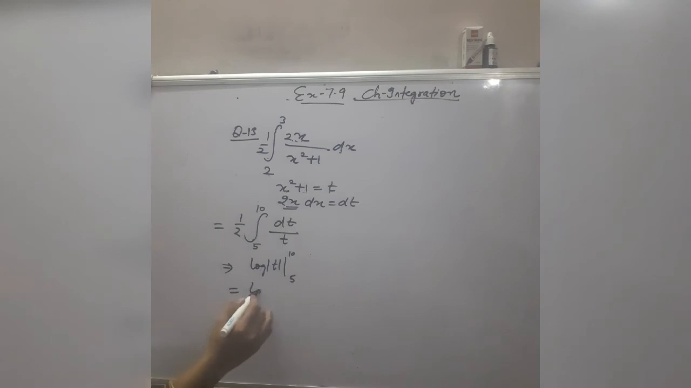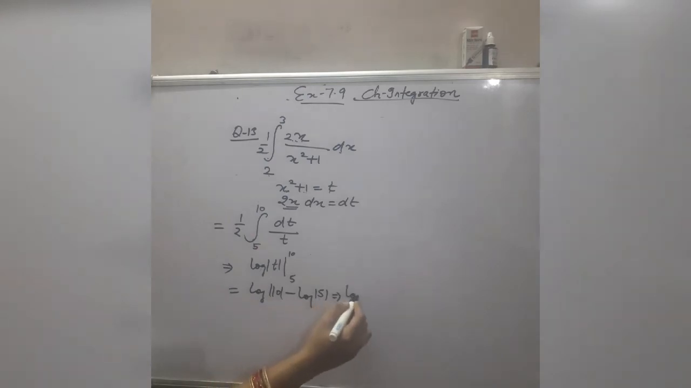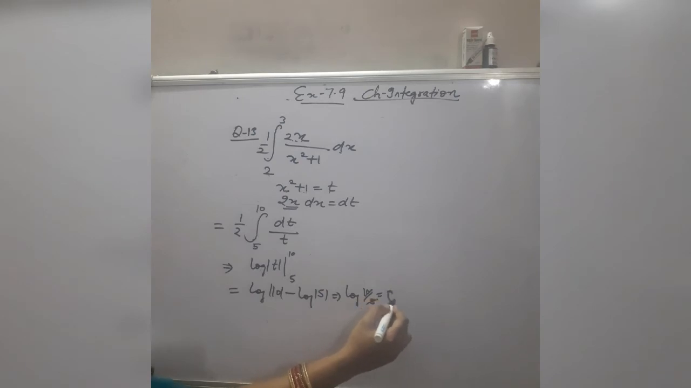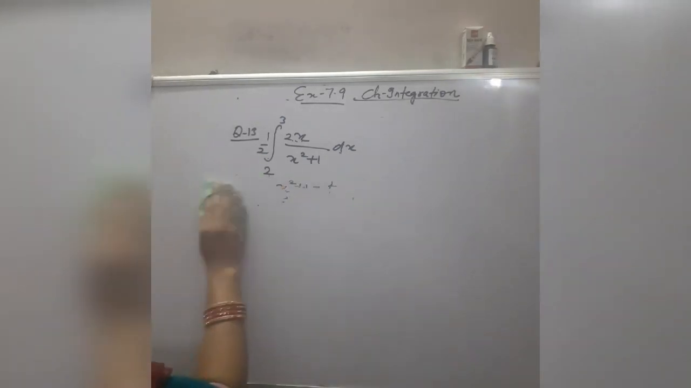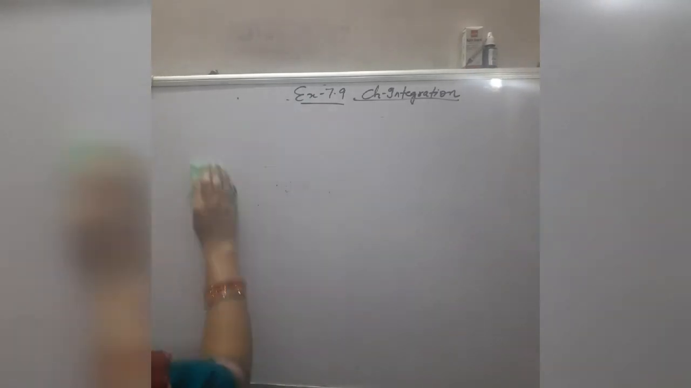So here, in place of t, firstly the upper limit, then the lower limit. And log m minus log n can be written as log m by n, and log 10 by 5 becomes log 2. So the answer is log 2. This is question number 13. We have changed the limits also according to the t variable, and we have used the substitution method here, which we already did in the previous exercise.